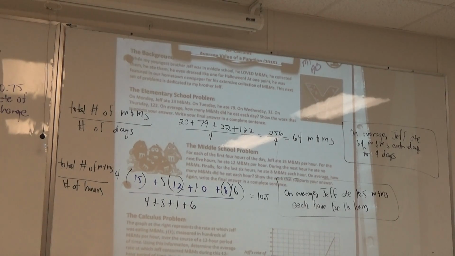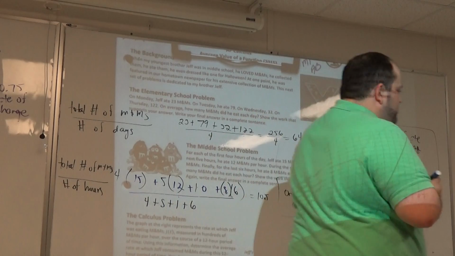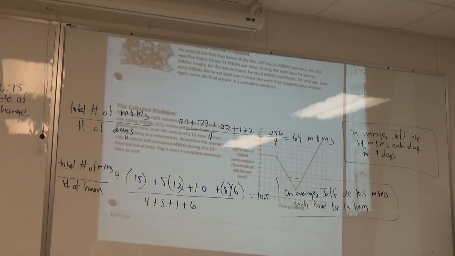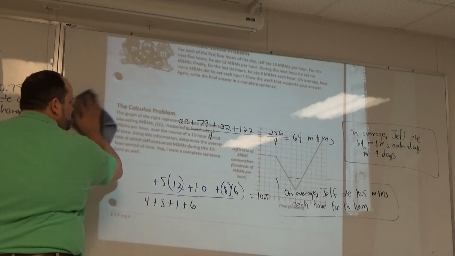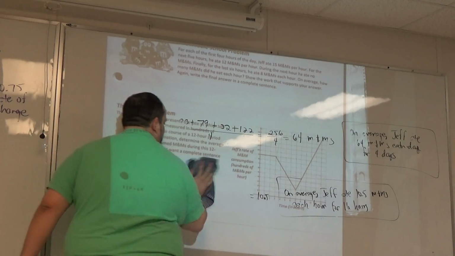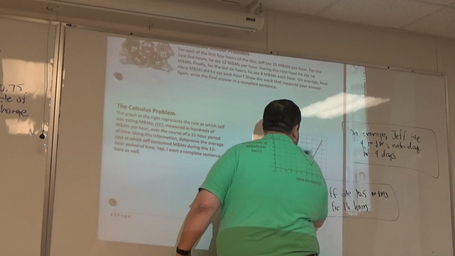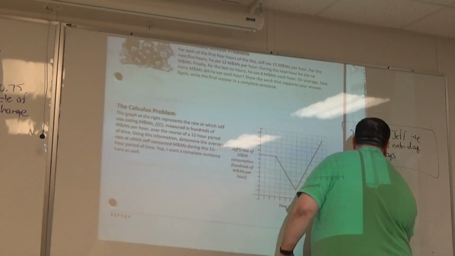All right, trust the instincts. It's time for the calculus problem. Finally. The graph at the right represents the rate at which Jeff is eating M&Ms measured in hundreds of M&Ms per hour over the course of a 12-hour period of time. Determine the average rate at which Jeff consumed M&Ms during this 12-hour period of time. Have a strategy conversation. What are you gonna do?